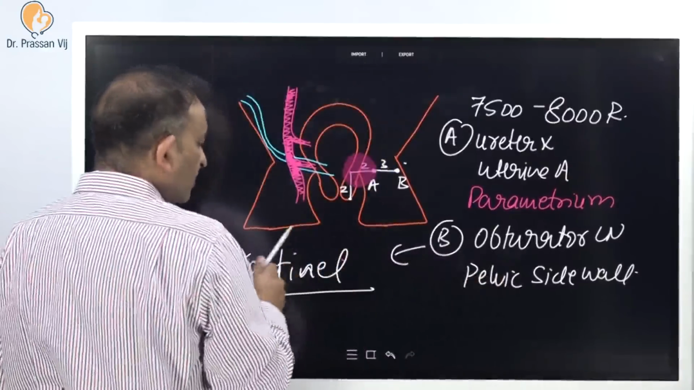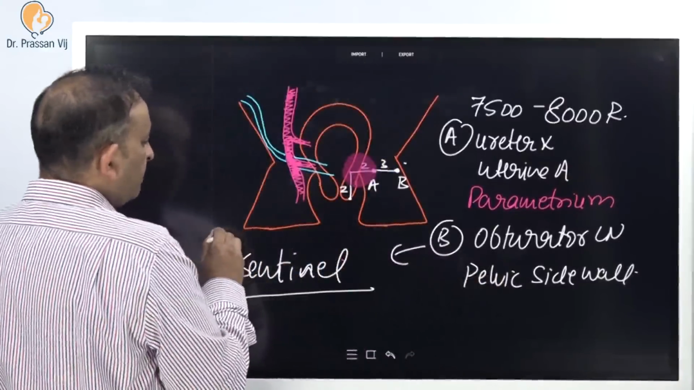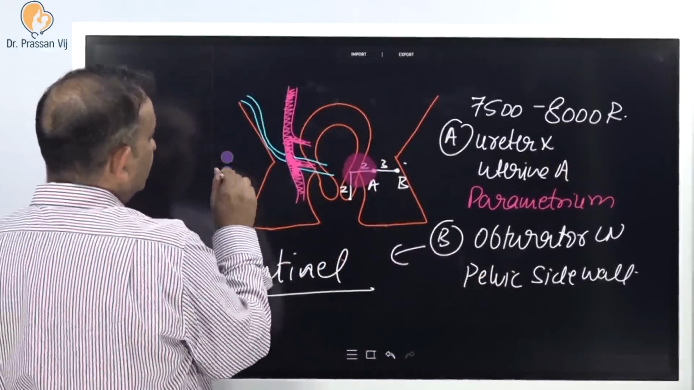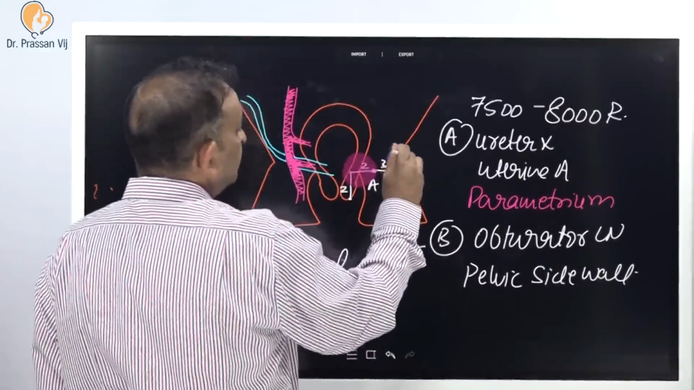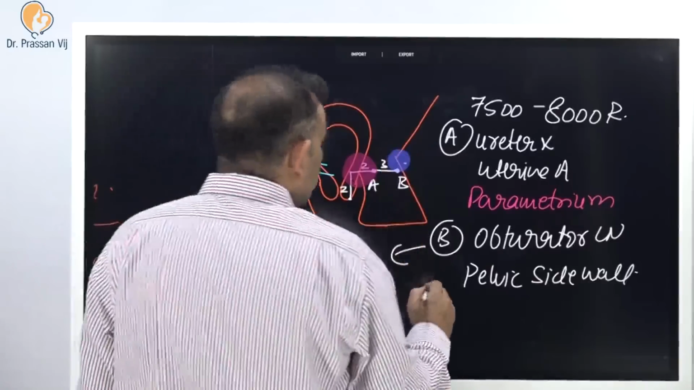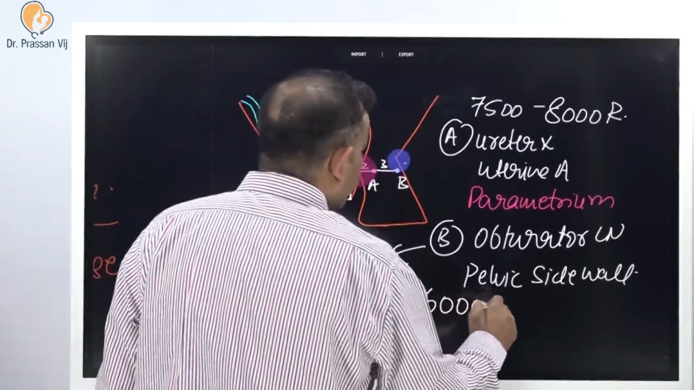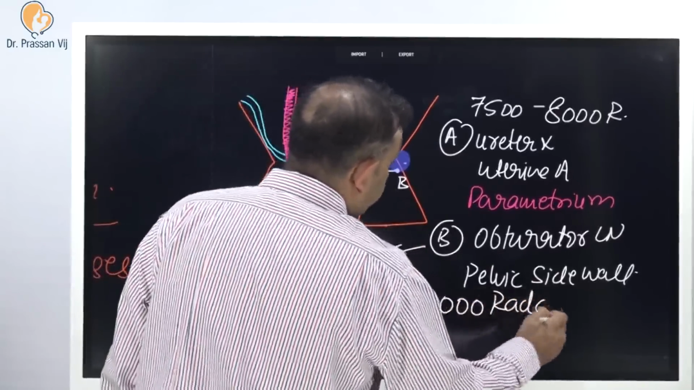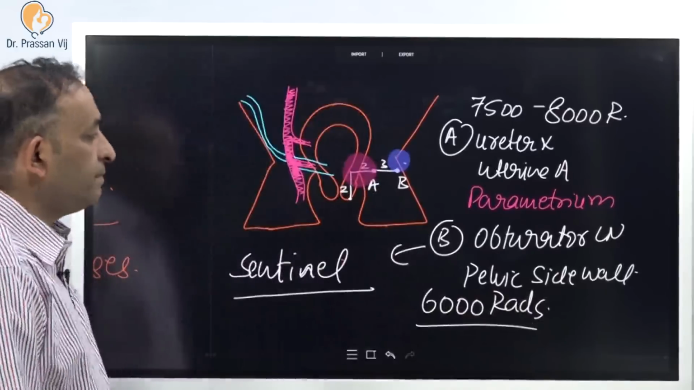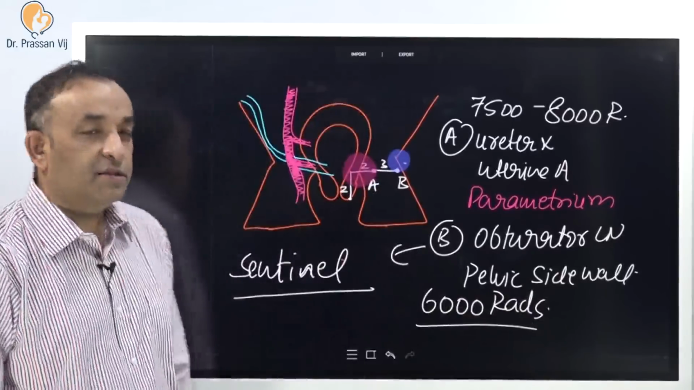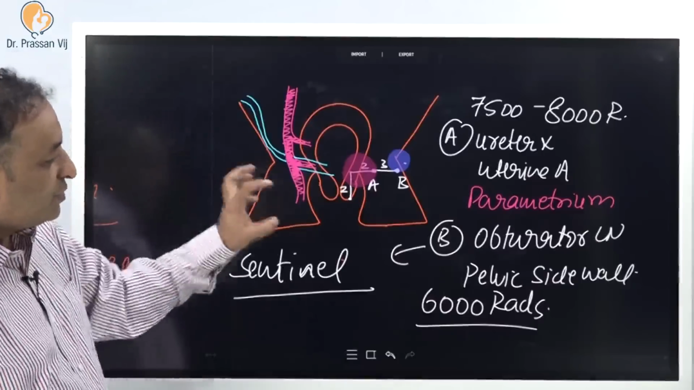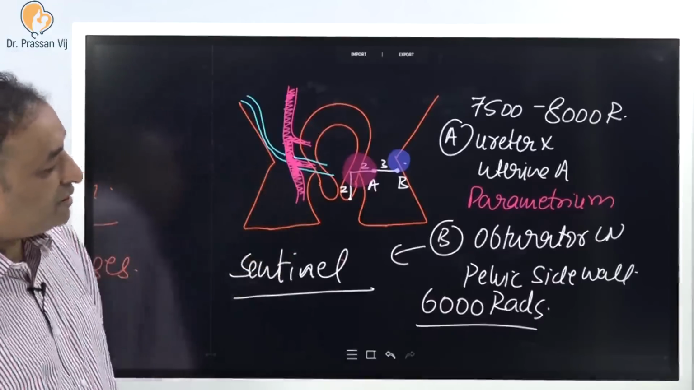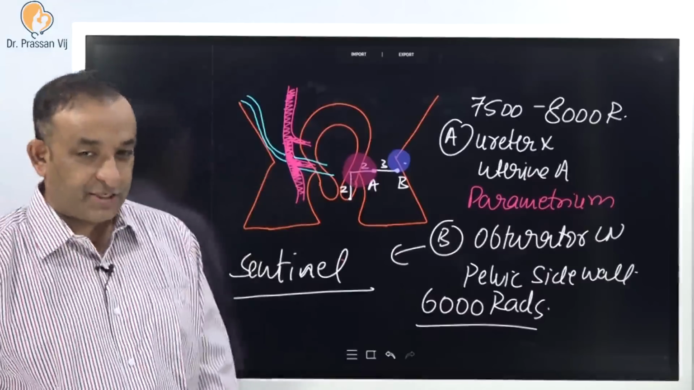But I would also give some radiation to the point B. Now, the point B radiation would be a little lesser, not much lesser, it will be up to 6,000. So, yes, point A and point B, this is what is going to tell us the areas where you should give the radiation to control the spread of the cancer.